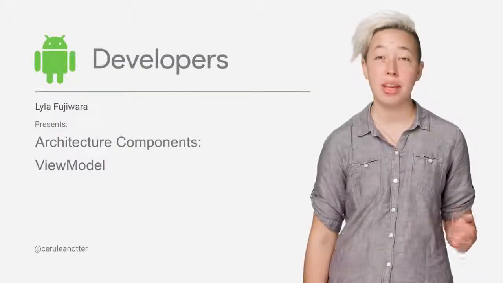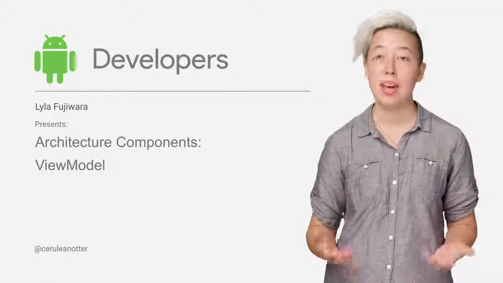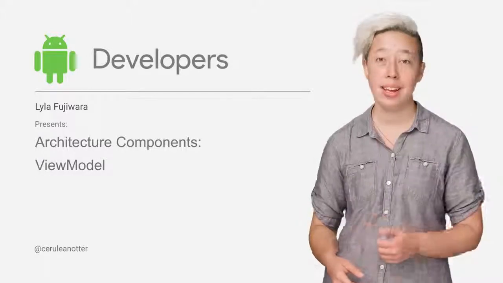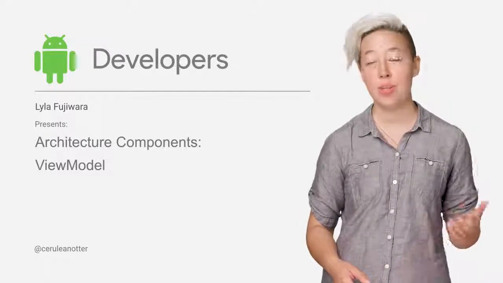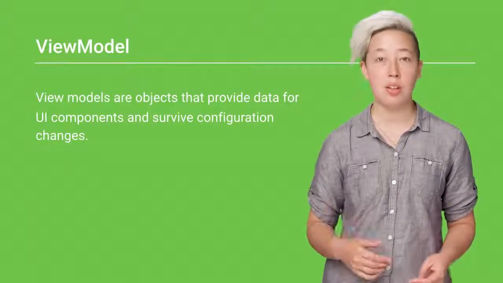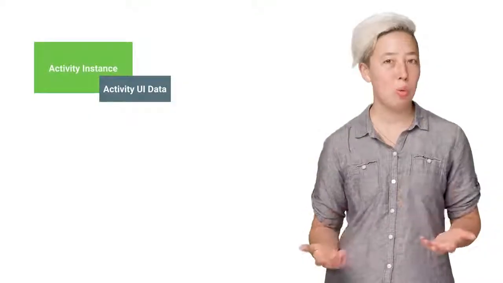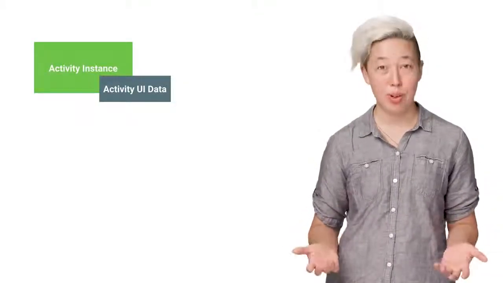The Architecture Components Lifecycle Library is designed to help you solve common Android lifecycle problems, and to make your apps more maintainable and testable. This is an introduction to ViewModel. A ViewModel holds your app's UI data in a lifecycle conscious way that also survives configuration changes. Now, here's a real-world example of why that might actually be useful.